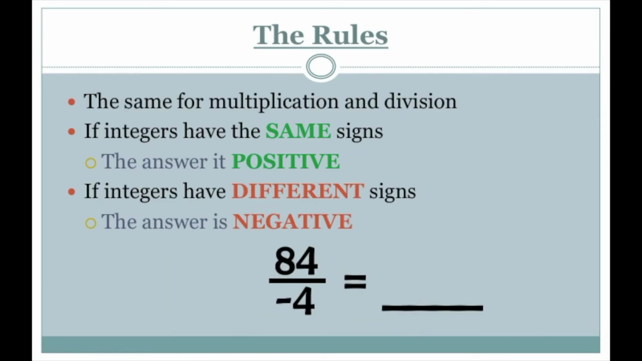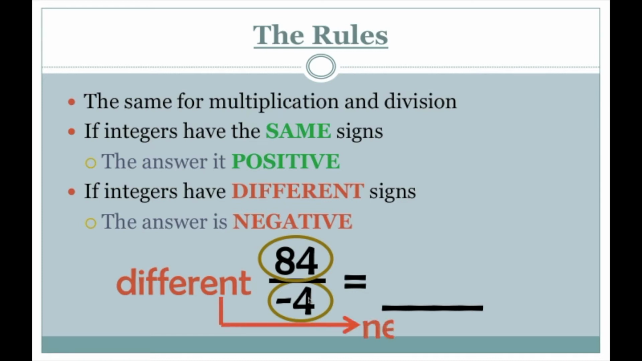How about this division problem? Even though this looks like a fraction, this notation also means division. So let's take a look at our numbers. We've got 84 and negative 4. This is positive and this is negative. And that means that our signs are different. And since our signs are different, our answer is going to be negative. Well, the division stays completely the same. What's 84 divided by 4? Well, that's going to be 21. But because our signs are different, our answer is going to be negative 21.